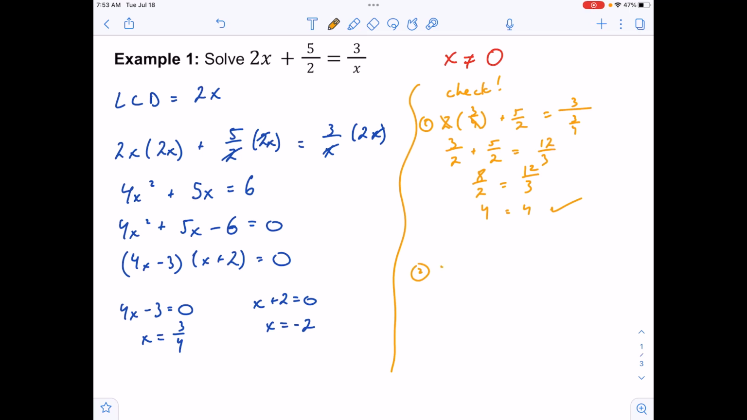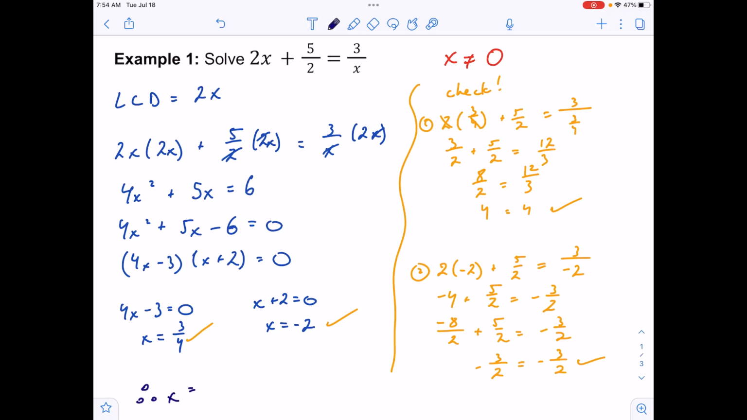Check my other one. 2 times negative 2 plus 5 over 2 will be 3 over negative 2. So here I've got a negative 4. And I'll put that with the lowest common denominator, so it'll be negative 8 over 2 plus 5 over 2 is negative 3 over 2. And adding these together, I get negative 3 over 2 is negative 3 over 2. So both my answers are good. I can conclude with the therefore statement. I can say therefore x is 3 over 4 and negative 2.